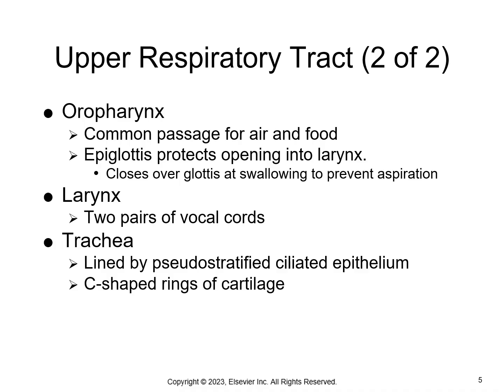The pharynx, where the nasopharynx joins the oropharynx, serves as a common passageway for air and food, and it descends to the point of separation of the esophagus and the trachea. The epiglottis will protect the opening into the larynx, or the voice box. It flips down during swallowing or ventilation.